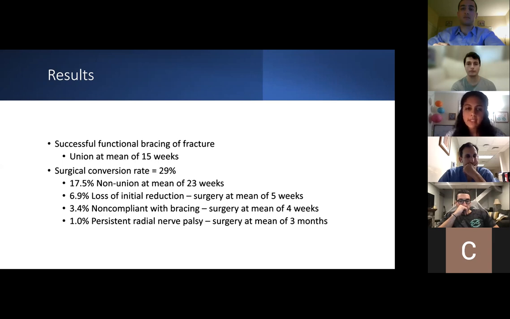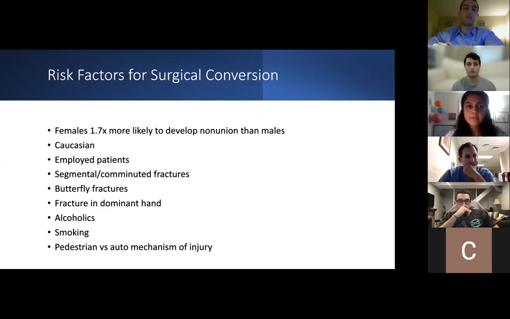And 7% of these were due to loss of initial reduction, and most of these patients ended up needing surgery at the average 5-week mark. 3.4% were due to non-compliance with the bracing, and they required surgery at the 4-week mark. And 1% of patients had persistent radial nerve palsy after the 3-month mark, and so they required surgery for that. They also found certain risk factors that indicated a higher rate of surgical conversion.